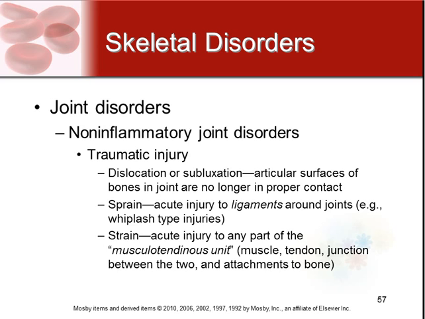A strain is when it involves the whole musculotendon unit. So that's when there's muscle and tendons involved as well, where they attach, not just the ligament that supports the joint. And that would be a strain versus a sprain. So I normally remember this because strain has a T in it and there are tendons involved, not just ligaments. So a strain involves tendons because there's a T.